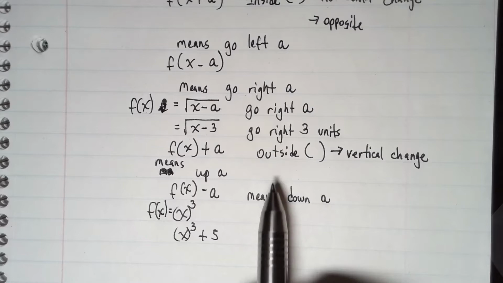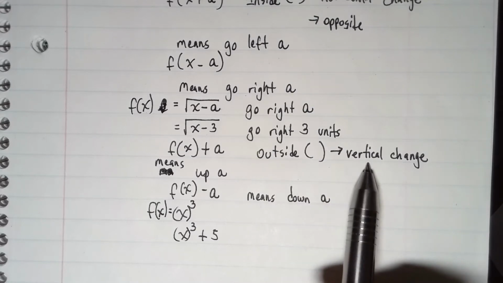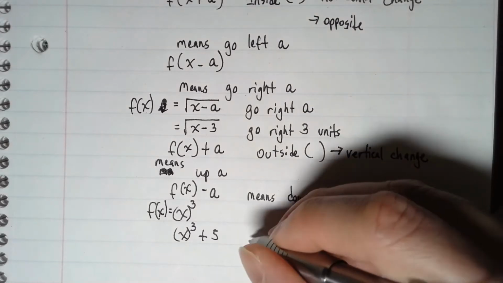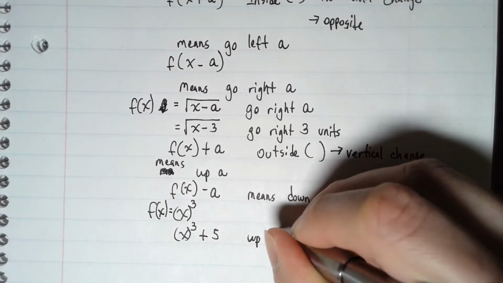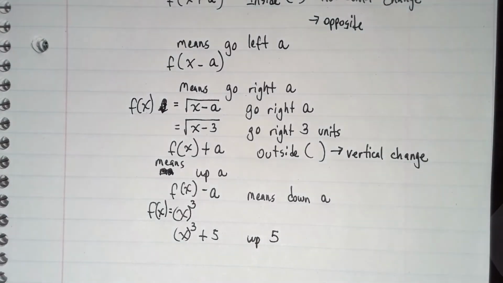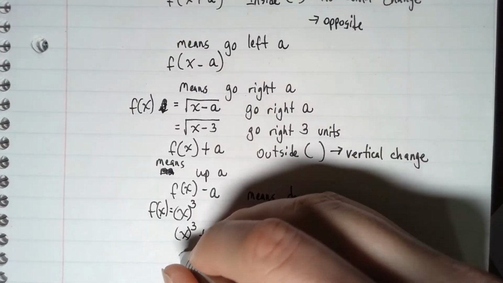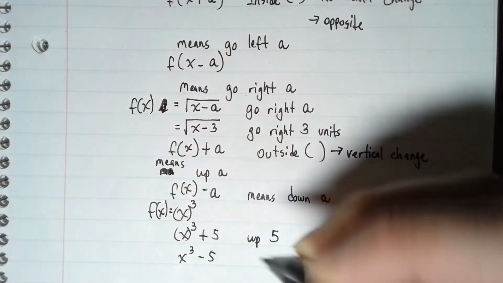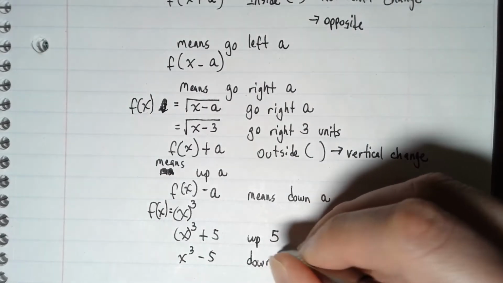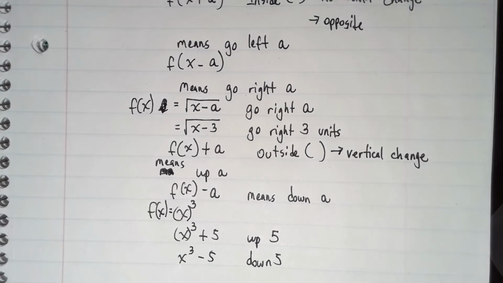And if you remember, outside means it's a vertical change. So that means you move up 5. It is straightforward. And if I put x cubed minus 5, that means down 5, because once again, that is happening outside. It is straightforward.